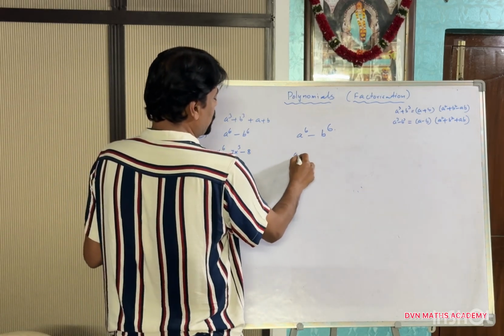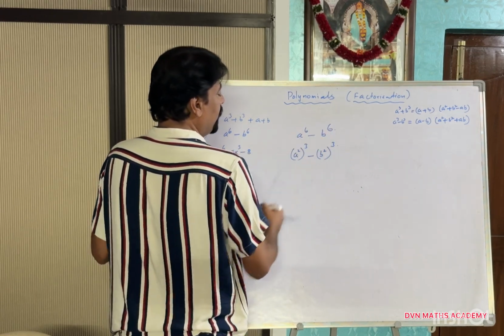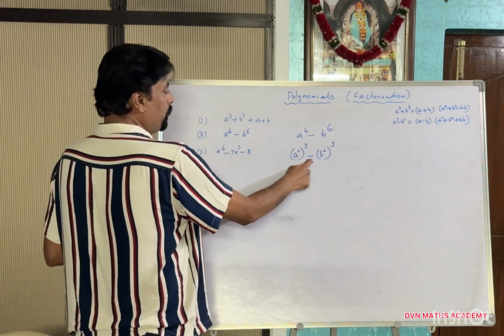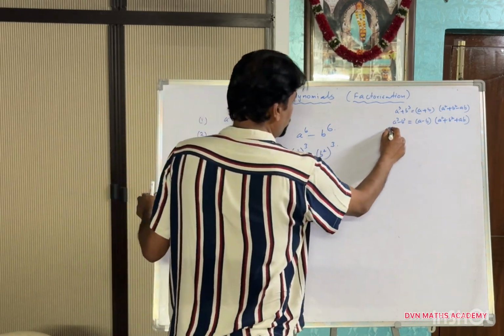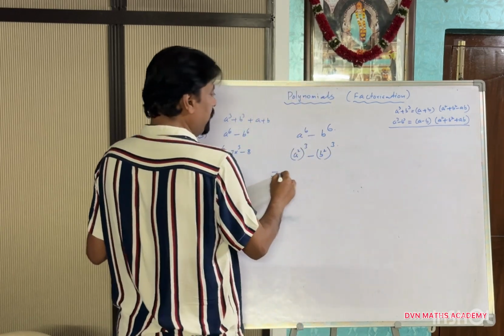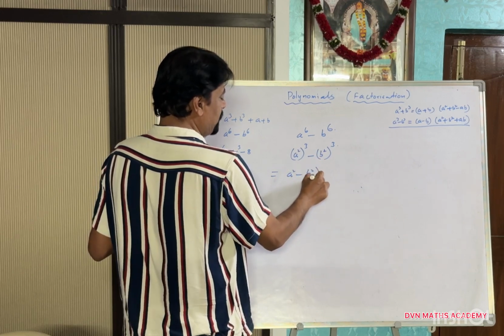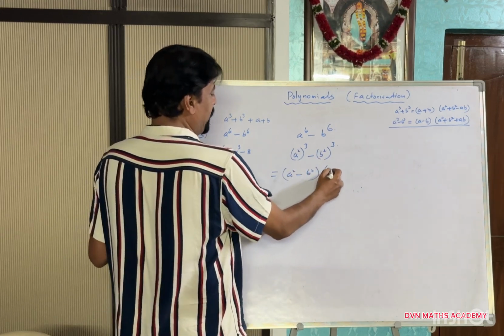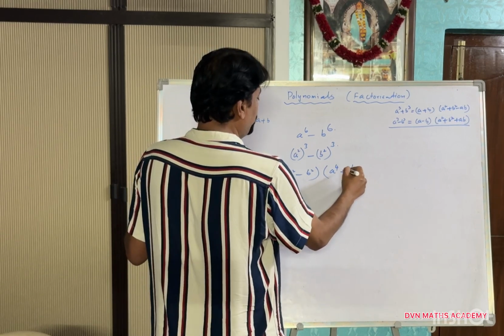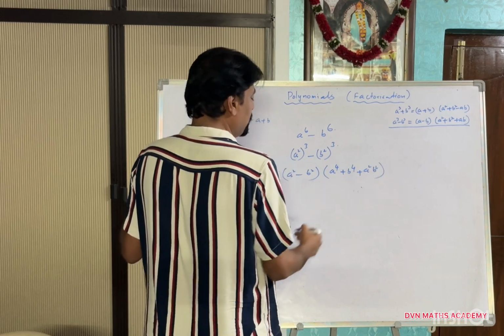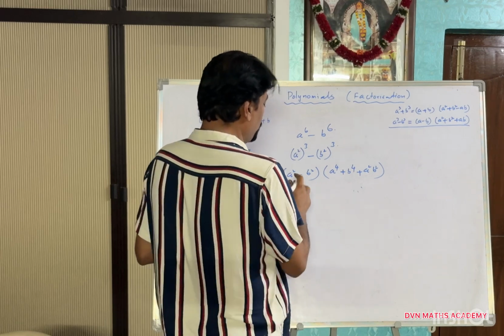I can write this as a square whole cube minus b square whole cube. Now this is in the form of a cube minus b cube. If you expand it in this form, it will be a minus b, and in place of a, we write a square minus b square. This gives a square minus b square into a to the power of 4 plus b to the power of 4 plus ab, meaning a square b square. This is the next step, if you expand it in the form of a cube minus b cube.